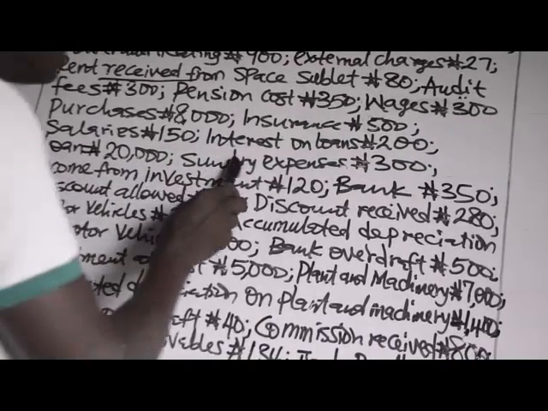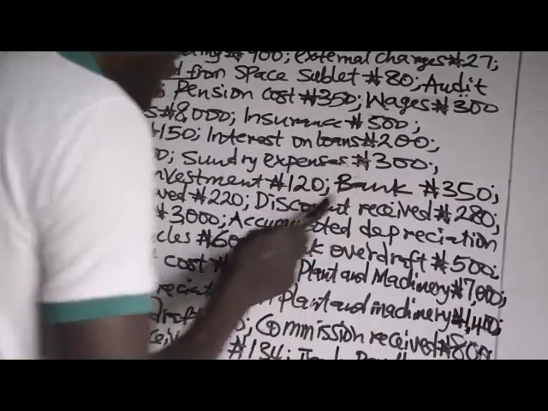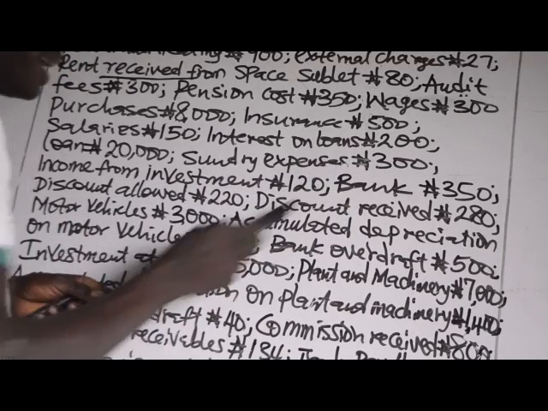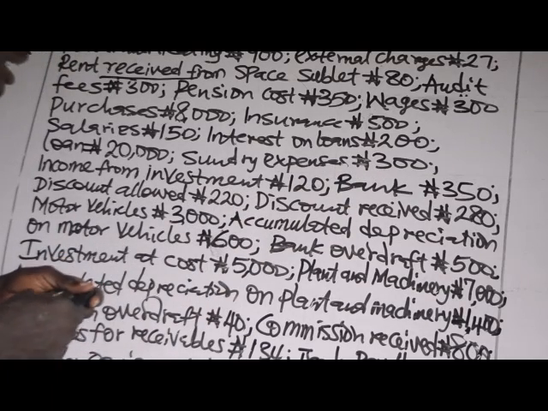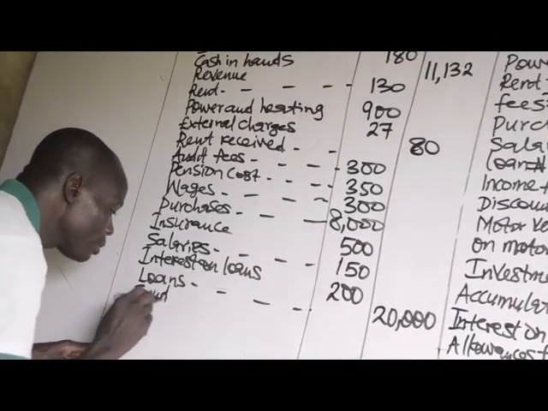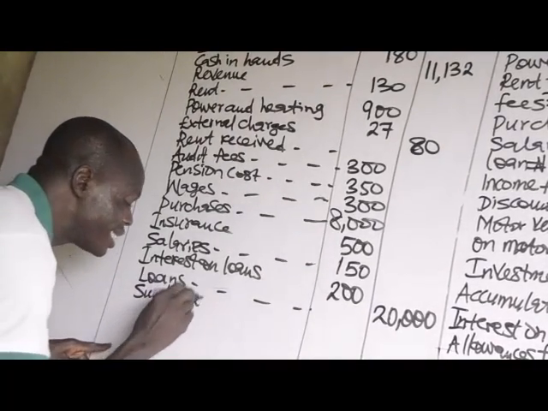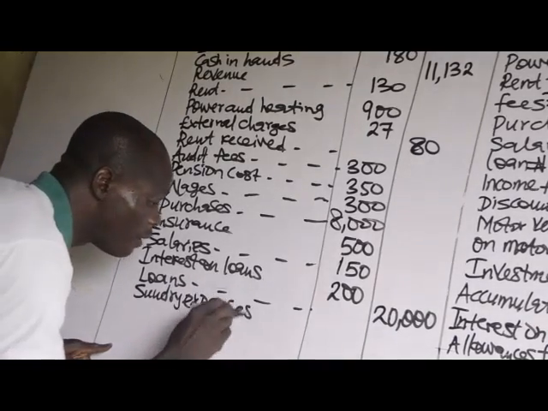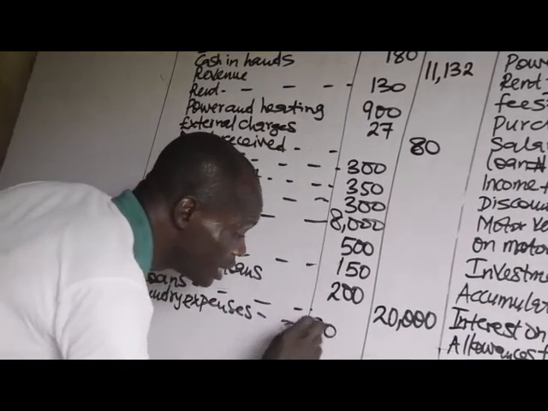After loans of 20,000, we have sundry expenses of 300 naira. This is an expense. An expense should take a debit entry. Therefore, we are going to debit the trial balance. Sundry expenses of 300 naira.